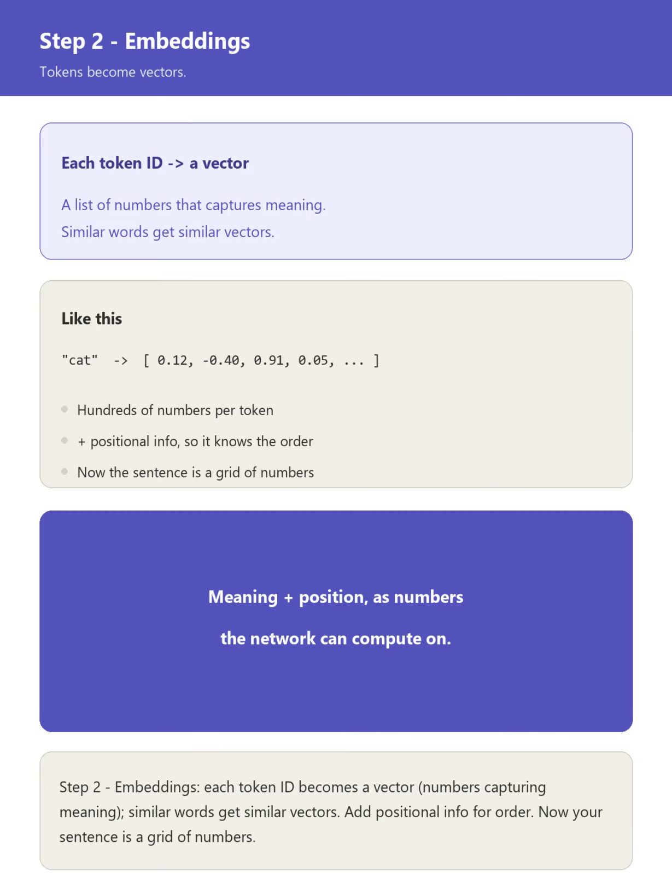Step 2. Embeddings. Each token ID is turned into a vector, a long list of numbers that captures its meaning. Similar words get similar vectors. The model also adds positional information, so it knows the order of the tokens. Now your sentence is a grid of numbers the network can work with.